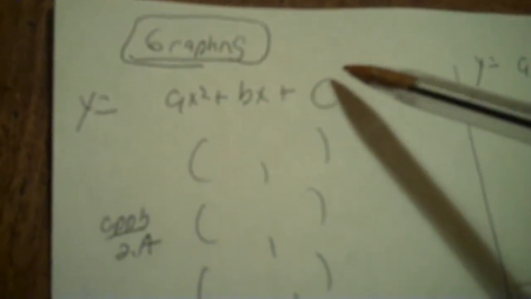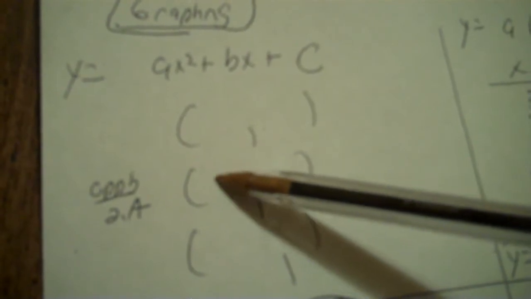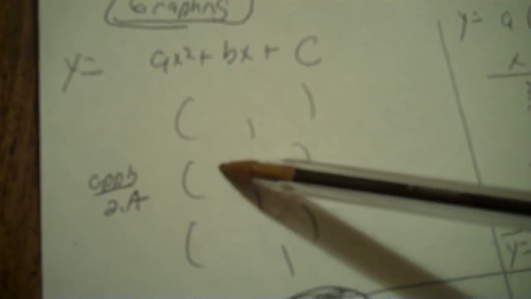There's y equals ax squared plus bx plus c. If that's in that formation, we make three coordinates. Vertex is in the middle. To find the x at the vertex, otherwise known as your axis of symmetry, that's opposite of b divided by 2 times a.